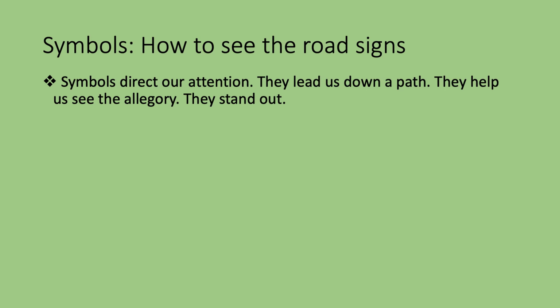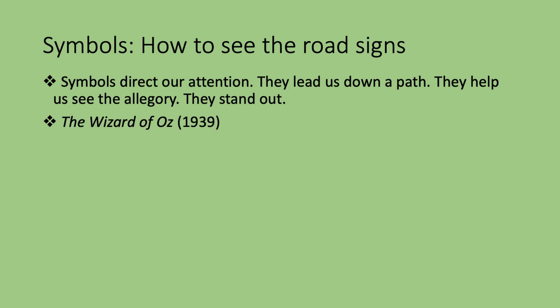Symbols are just road signs. They're just pointing our direction towards something important. Symbols don't have to be mysterious and strange and require years of research to understand. They can be very obvious and deliberate. They lead us down a path. They help us to see the allegory. They stand out. So what symbols jump out at me when I watch The Wizard of Oz?